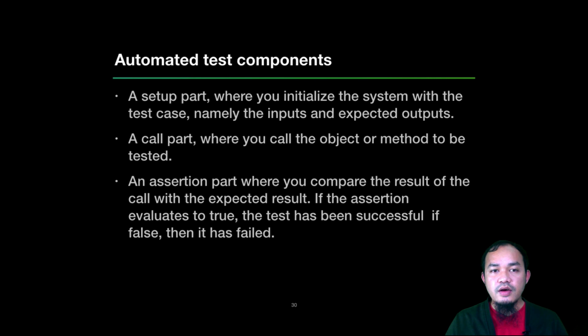Automated test component: a setup part, a call part, and then an assertion part, okay. We have to set up the condition we want to test, and then we call the object and test it. The assertion part is where we compare the result that we get from the evaluation process, and then we can see whether it fails or succeeds. This is the process of doing the automated test for the component, okay.